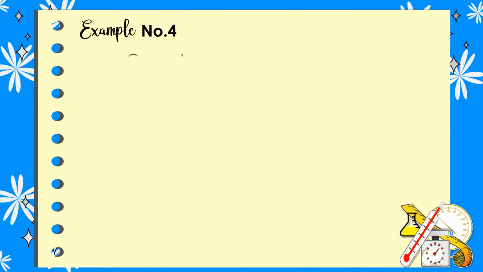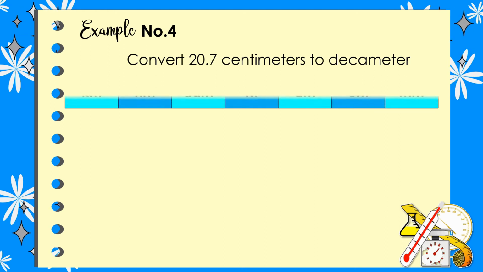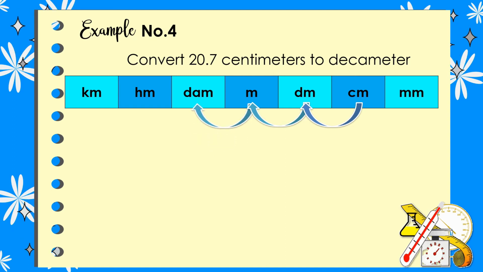For our next example, convert 20.7 centimeters to decameter. So, tingnan natin kung anong distance nila sa isa't isa. Centimeter, papunta sa decameter, 3 units away. Pero ang direction natin, again, ay going to the left. So, that would be 3 decimal places going to the left naman ang ating magiging direction.